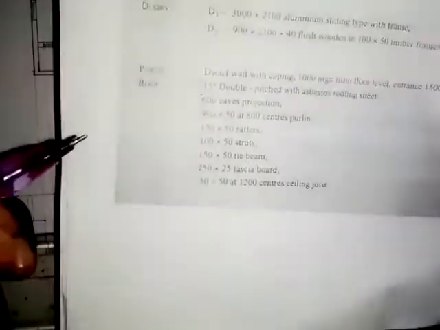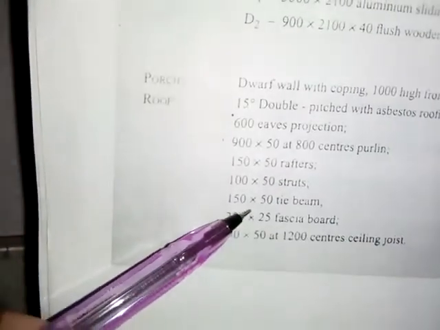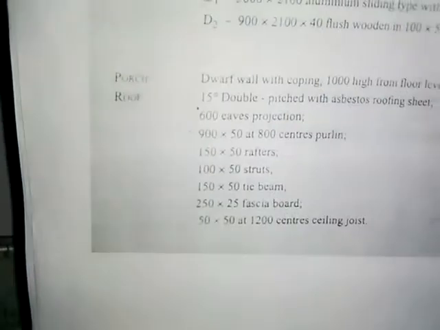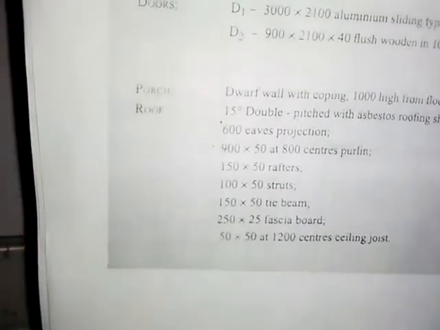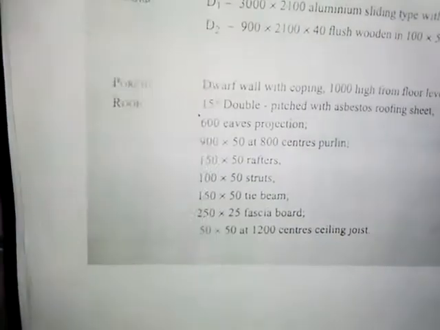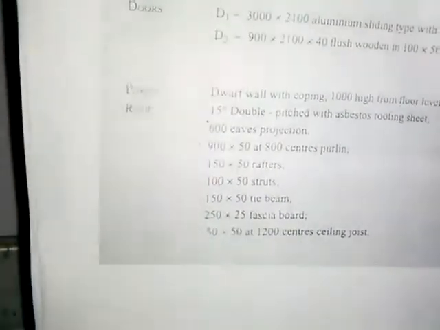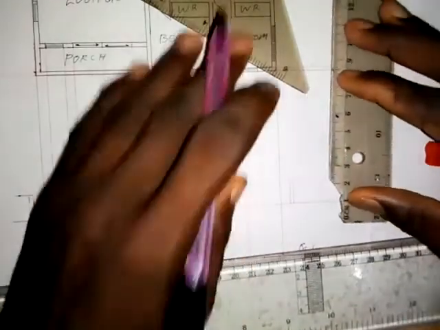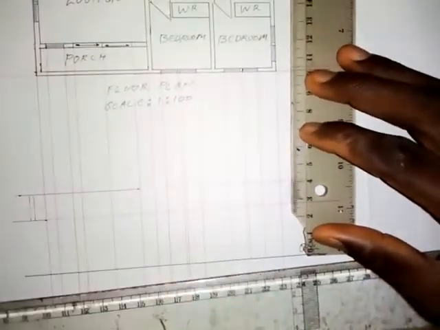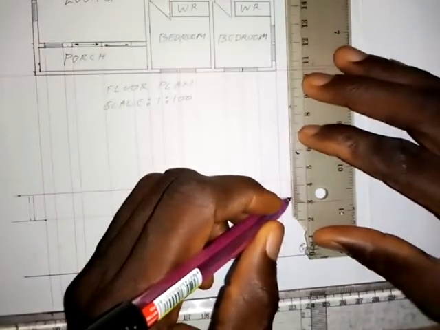So let me show you. The fascia board that we are given here is 250 by 25. This 250 is the width of the fascia board, and then 25 is the thickness of the fascia board. So if we divide 250 by 100, that will give us 2.5. So let's take it as 3 millimeters. So you take 3 millimeters here. So this is 3 millimeters.